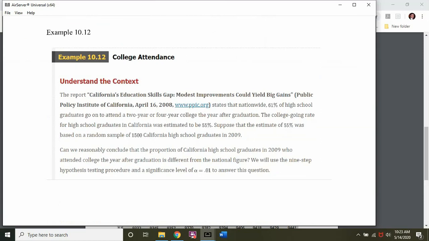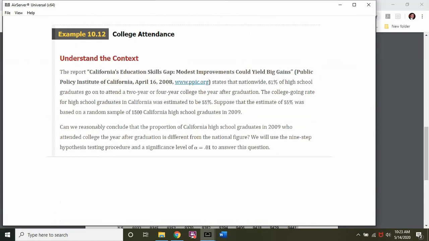States that nationwide, 61% of high school graduates go on to attend 2-year or 4-year colleges the year after graduation. The college going rate for high school graduates in California was estimated to be 55%. Suppose that the estimate of 55% was based on a random sample of 1,500 California high school graduates in 2009. Can we reasonably conclude the proportion of California high school graduates in 2009 who attended college the year after graduation is different from the national figure? Set up a testing procedure for hypothesis tests with a significance level of 1% to answer the question.